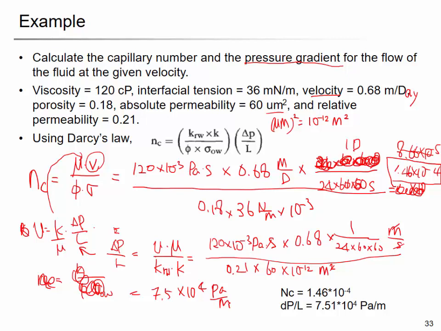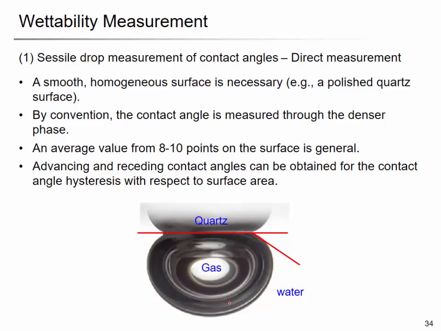Okay. Let's talk about only one method for wettability. There are like 2 or 3 methods that we're going to cover, but because of the time limit, let's talk about the sessile drop measurement of the contact angle. This is a very straightforward method. You need a polished flat surface. Then you make a droplet of the fluid that you want to measure, take a picture, and draw a line tangent to the droplet, then you can measure the contact angle. Here, a smooth and homogeneous surface is necessary.